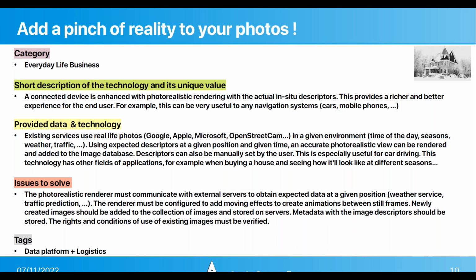This could be actually quite useful as well if you want to have a pretty accurate vision of the place you want to go to. If you're leaving in the morning and you know that you're arriving at night, you can use this system to change the photo, and you can even couple the system with weather forecasting to take into account, for example, rain. So this challenge has some pretty good economical applications.